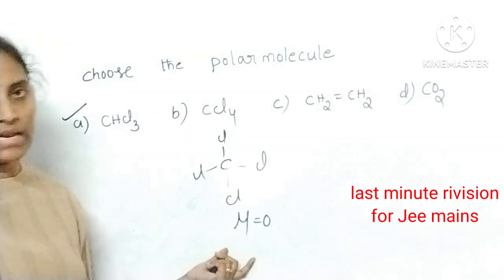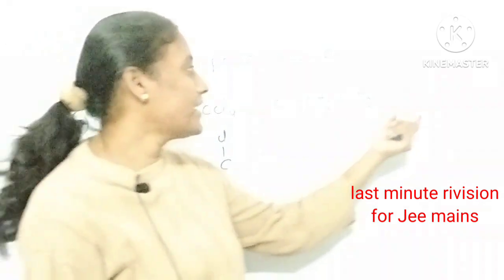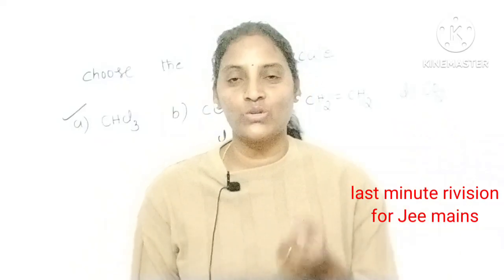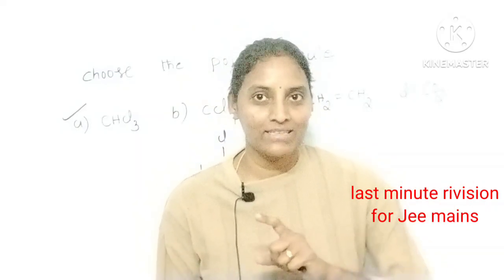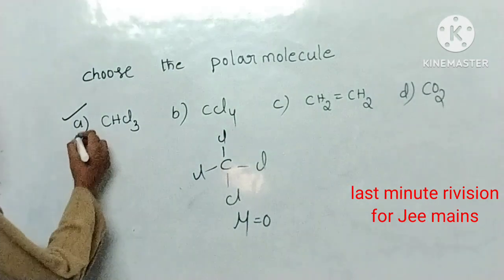That means no polarity. And here also this is a symmetrical molecule. And here also this is a symmetrical molecule. If an unsymmetrical molecule is there, then that one is going to show polarity. So your answer is this one.